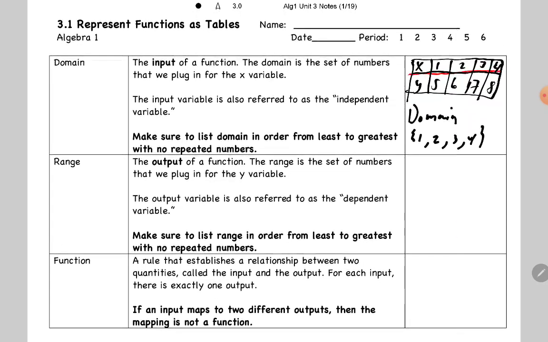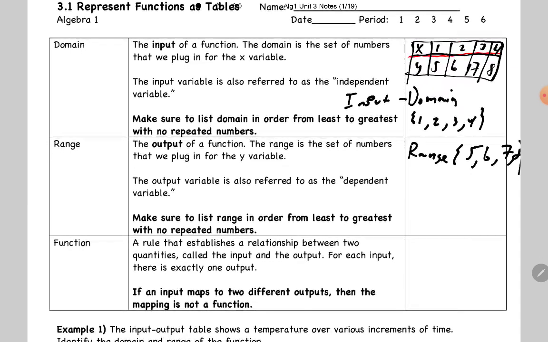So the main thing you guys need to know is we have a table here. There's some x values and there's some y values. The input, or the domain, is our x values. And then our output, or our range, is our y values. So 5, 6, 7, 8. And then make sure you list your numbers in order from least to greatest, and no repeats.